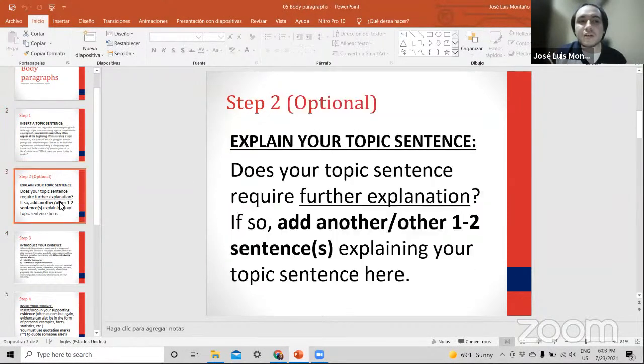Then you have a second step that is optional. This is in case you want to explain a little bit about your topic sentence, because sometimes the topic sentence can be complex or it can be not enough, right? When you have that feeling, you can work on the second step and write a second sentence. It can be one or two extra sentences that are going to explain your first sentence. That's it, but that's optional.